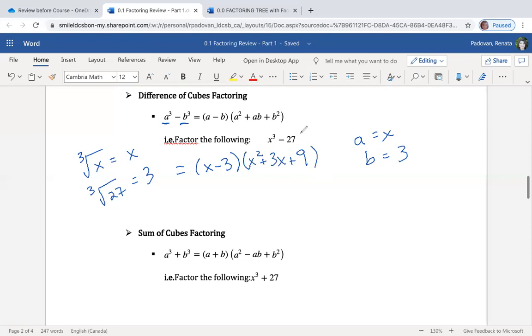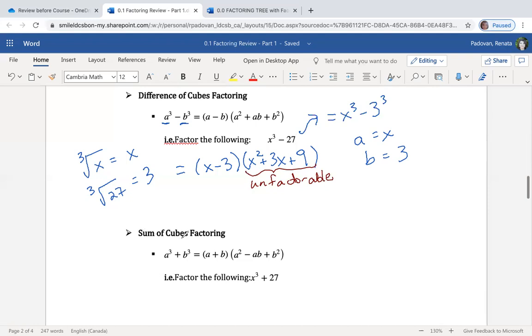And again, also, if it helps you before you start, you can rewrite this as x cubed minus 3 cubed, if that helps you. And then this trinomial here is always going to be unfactorable. So once we get into simple trinomial factoring, just going ahead looking for two numbers that multiply to 9 and add to 3, you won't find that. They will always be unfactorable here.